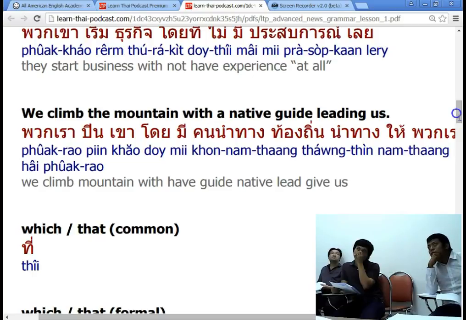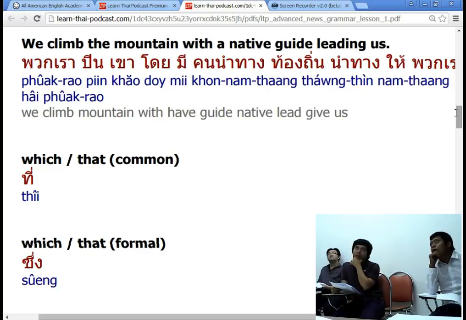How about we can just climb the mountain with a local guide leading us. Is this also the translation? Well, that means local. Native is local. You are a native of Thailand. I'm a native English speaker of America. But you are a native, because the Thai is local.